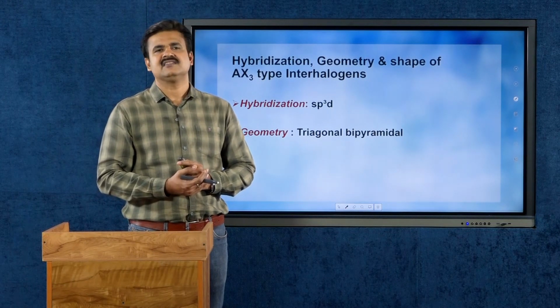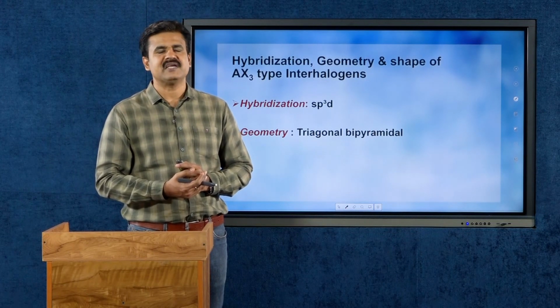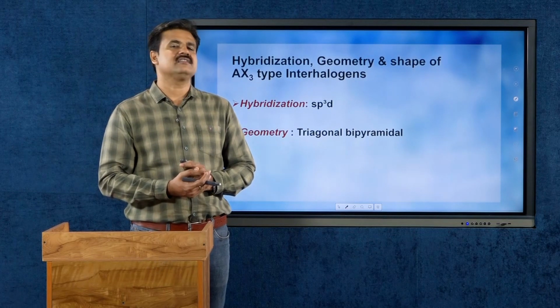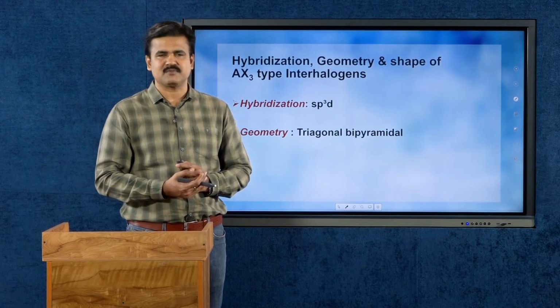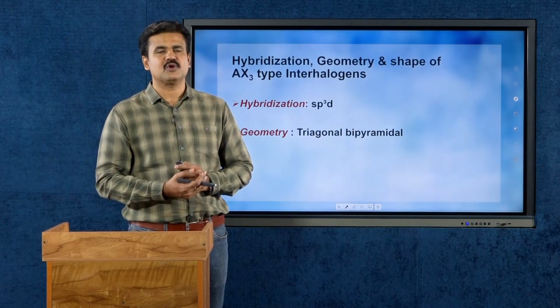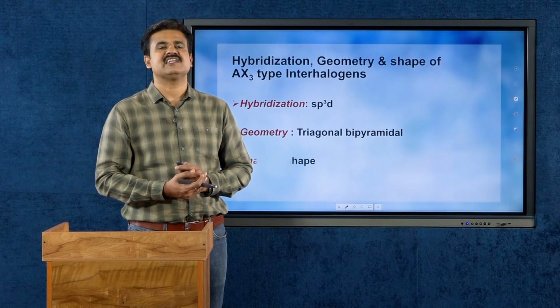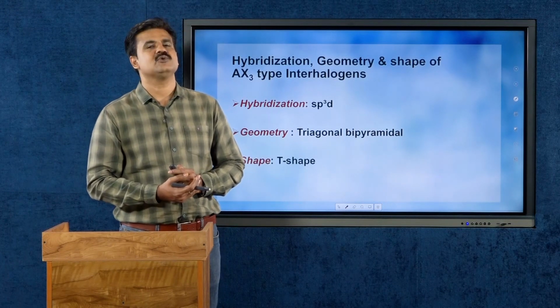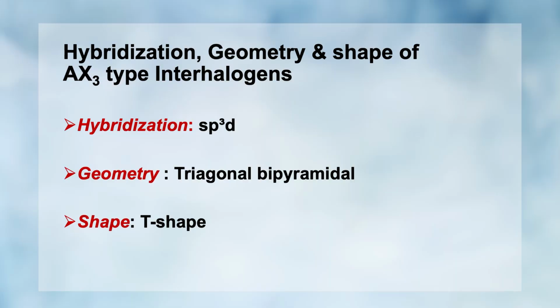As a result, 2 positions will be occupied by lone pairs, and the 2 lone pairs are present in the planar position. If you remove those 2 lone pairs, you will get a shape that is nothing but T shape. So it is very clear that the AX3 type interhalogen depicts sp3d hybridization, trigonal bipyramidal geometry with 2 positions occupied by lone pairs, and excluding those lone pairs, you will get a T shape.